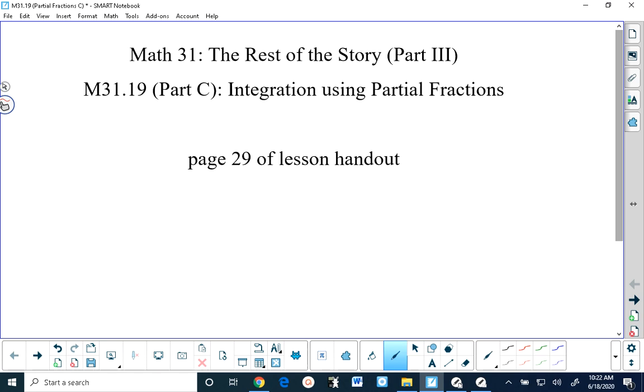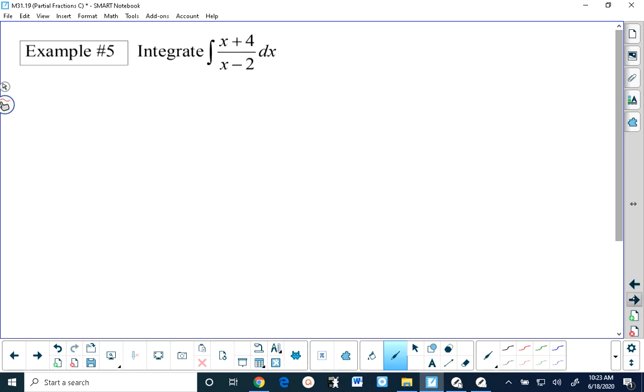What we're looking at here is the final lesson dealing with integrating rational expressions. And this lesson can be found on page 29 of the handout. What we're dealing with today are rational expressions as integrands that do not fall into the categories that we've covered so far. Basically, what we've looked at so far is how to handle a rational expression as an integrand if the degree in the numerator is smaller than the degree in the denominator.